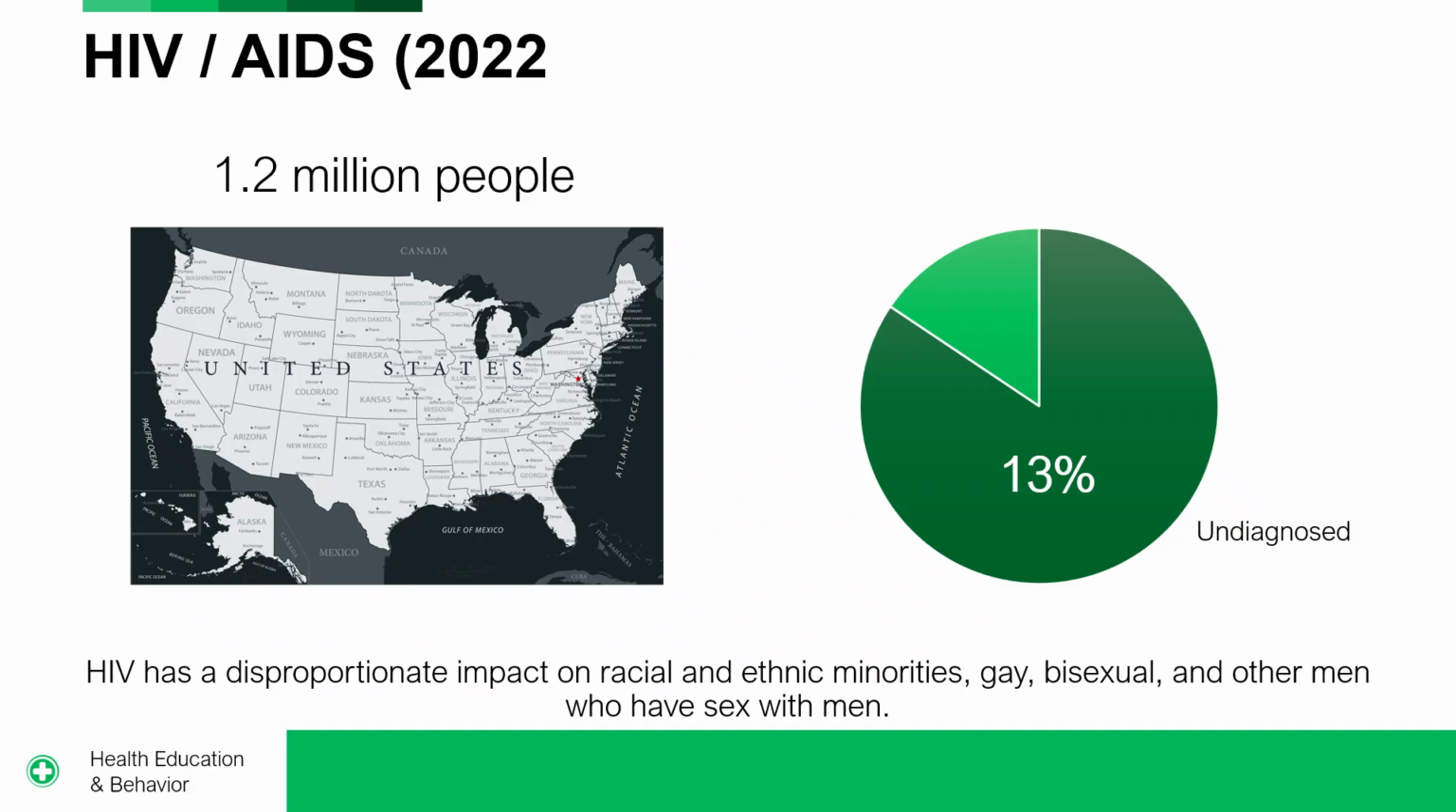HIV/AIDS. According to data from 2022, about 1.2 million Americans have been diagnosed or are living with HIV/AIDS. And interestingly, about 13% of the population is estimated to be undiagnosed. HIV has a disproportionate impact on racial and ethnic minorities, gay, bisexual, and other men who have sex with men.